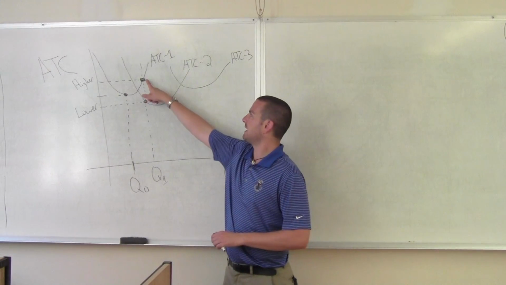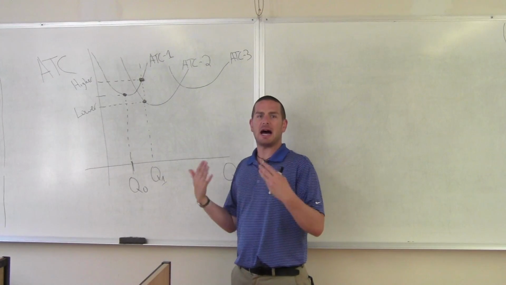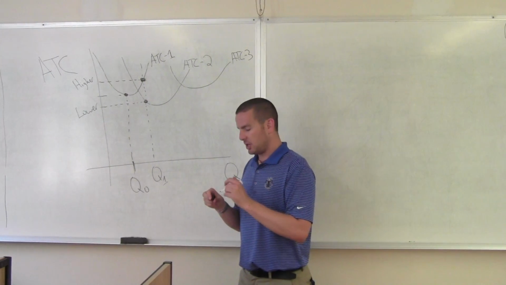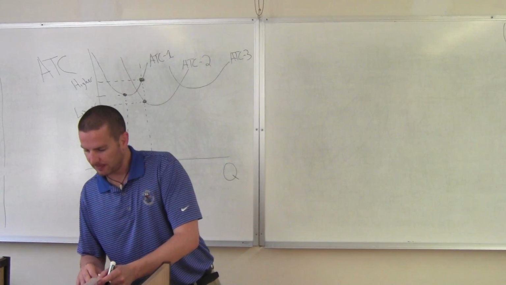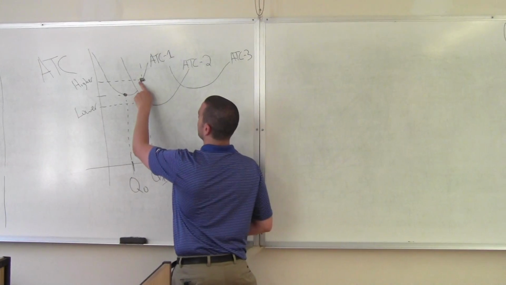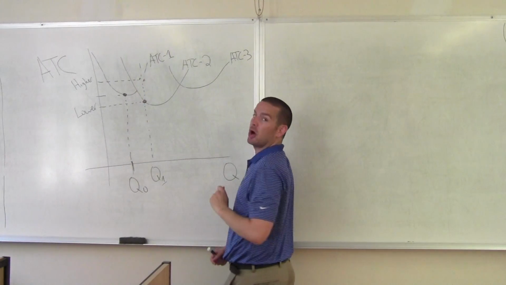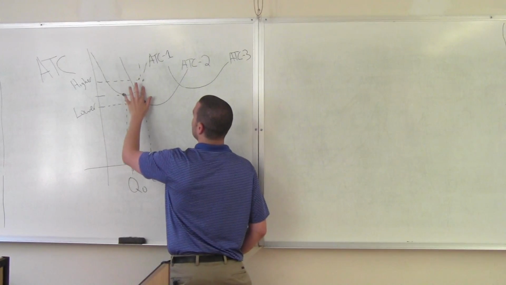Why didn't you produce here? You didn't produce there because it was irrelevant. It's a higher cost. So all of these portions, the ones with higher costs, become irrelevant. So you can just erase them.